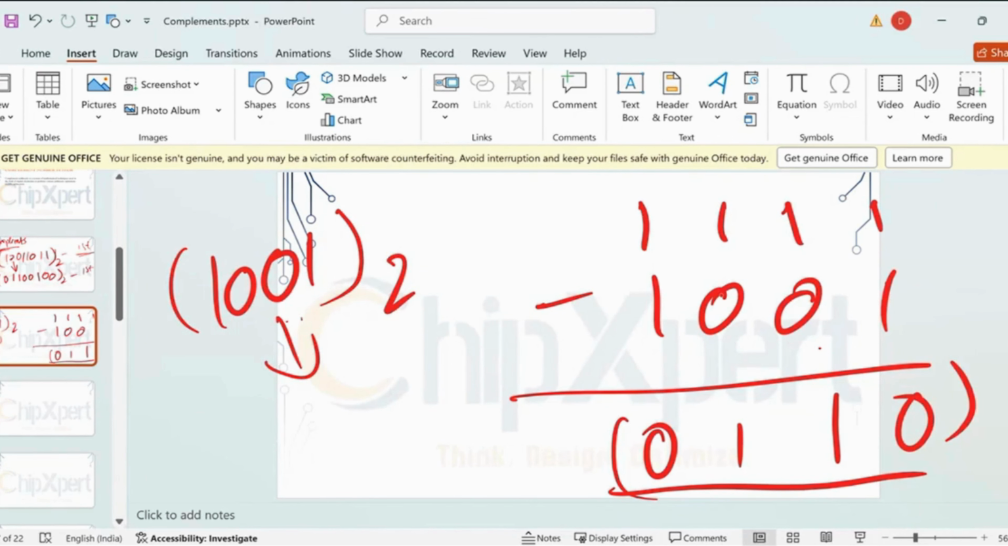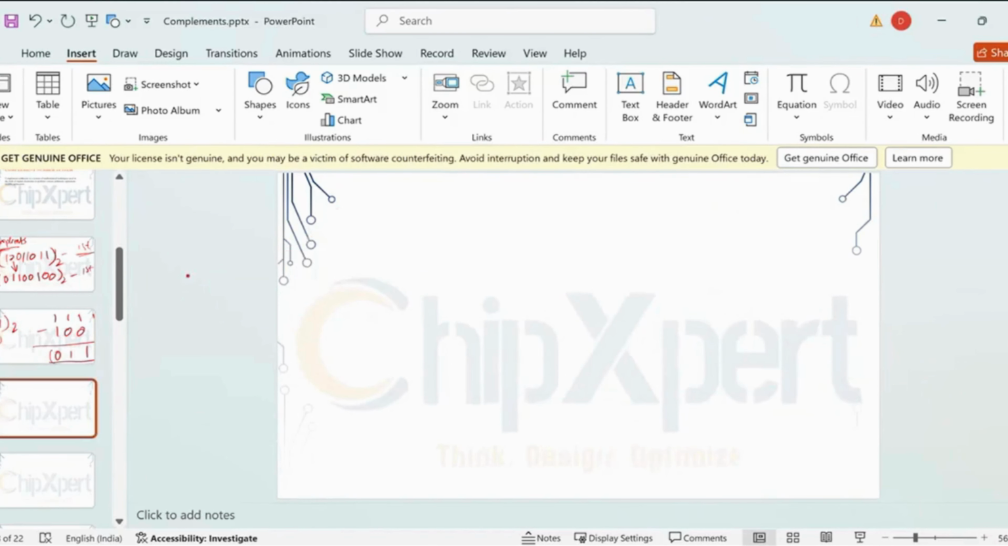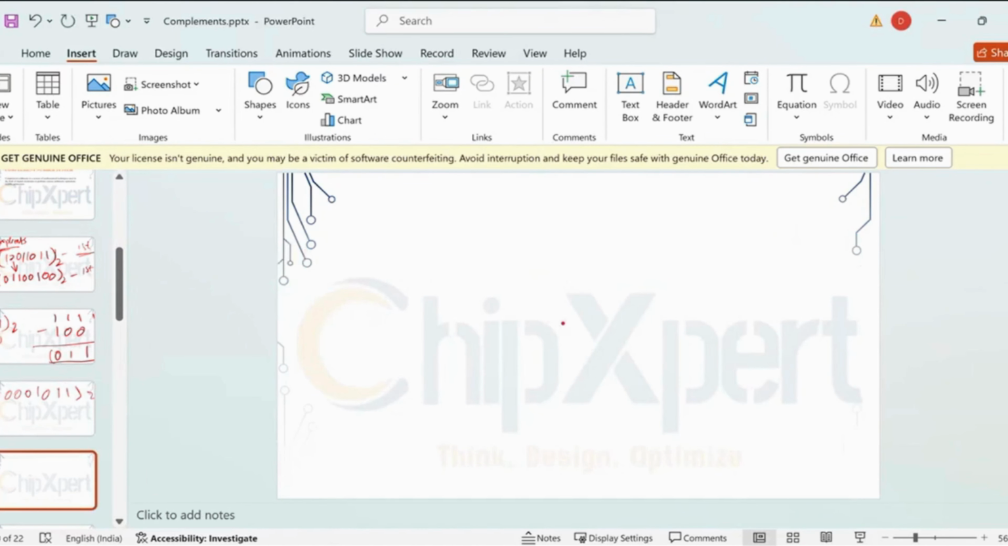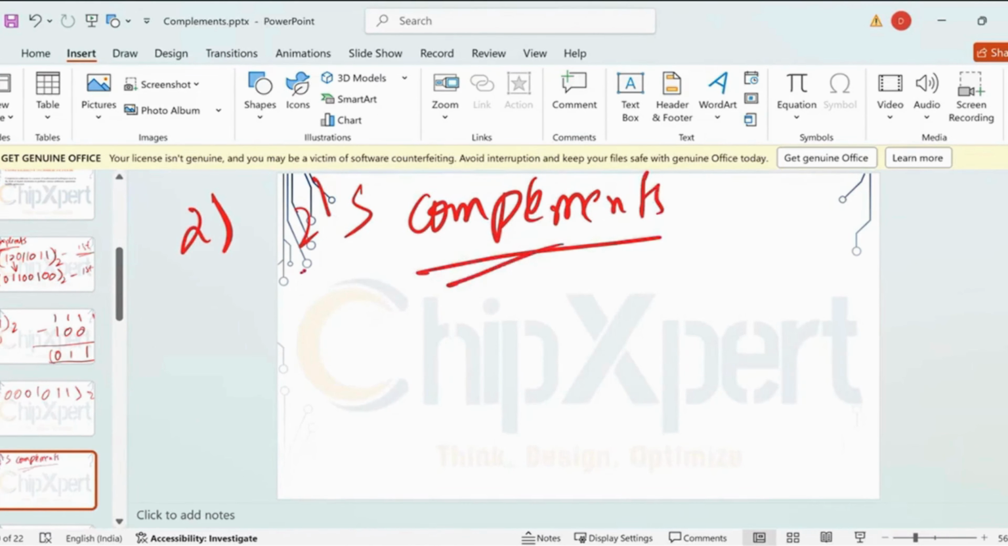Is it fine? So will you solve the ones complement for 1 0 0 0 0 1 0 1 1? So will you solve the ones complement for this? The next one is 2's complement. So how to find 2's complement first? So I want to find 2's complement. Tell me any binary number, and for that we'll find the 2's complement.